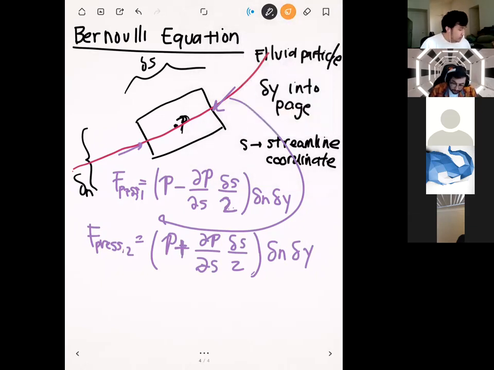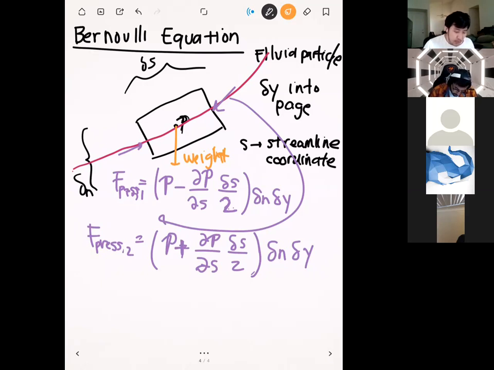The other force that we need is the weight. And the weight, just like all weights, is going to point vertically downward. Oh, sorry, there's a question in the chat: does N stand for normal? That's absolutely right. I use the symbol N because it's normal to the streamline. So I use S for the length along the streamline and N for the distance normal to it.